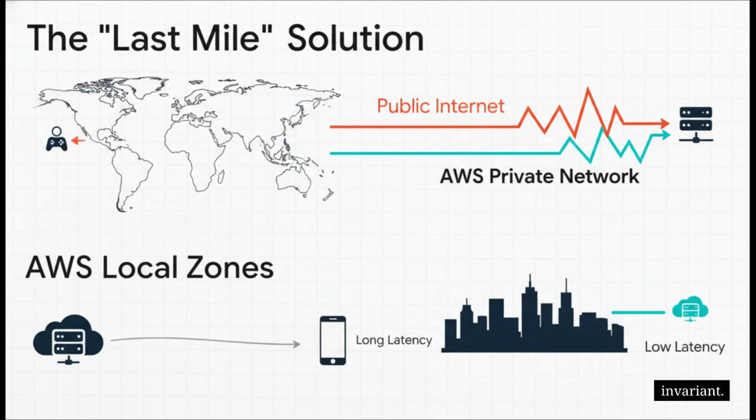And to solve that last mile problem, the connection from you to their closest server, they use some really cool AWS services. Think of AWS Global Accelerator as a private, super fast highway for their game traffic. It bypasses all the slow, congested public internet. And then you have AWS Local Zones, which are basically mini data centers plopped down right in the middle of major cities. This gets the compute power as physically close to you as humanly possible. We're talking single-digit millisecond latency.